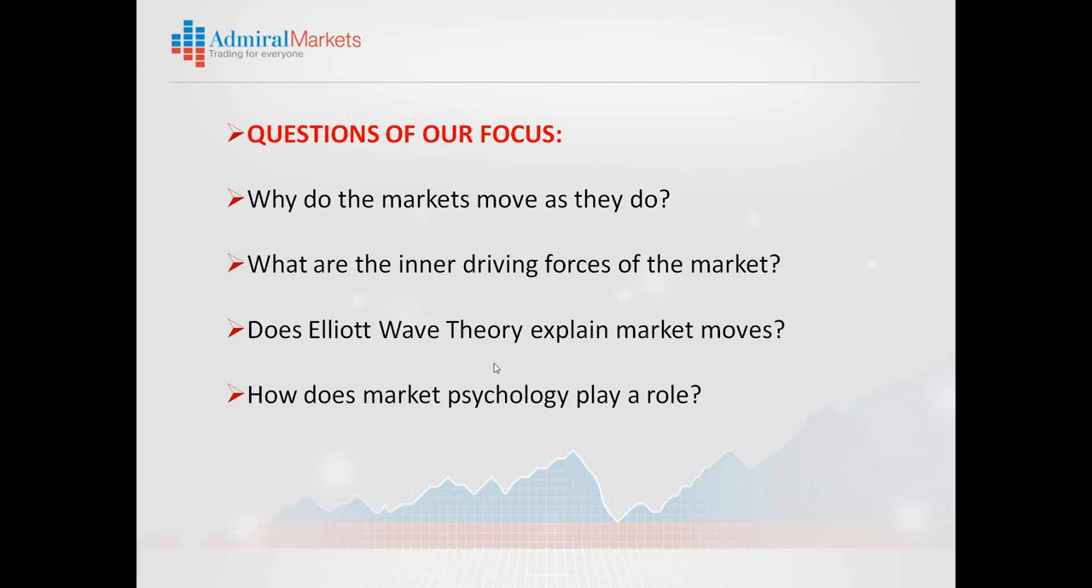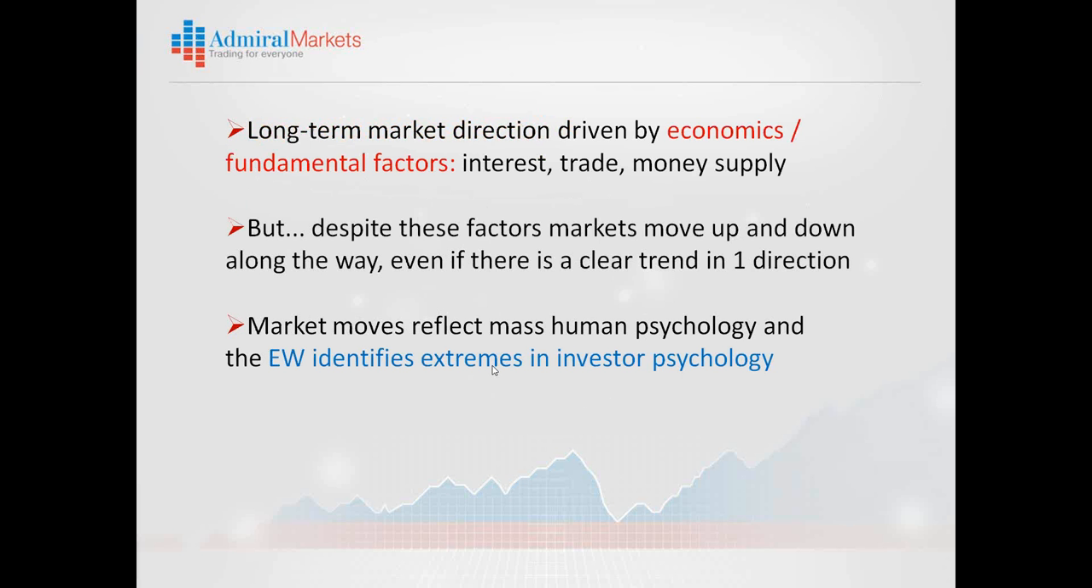All right. So basically, in my opinion, the long-term market direction is driven definitely by economics and fundamental factors. If you're looking at a weekly and monthly chart, you're talking about the money supply, the printing of money, quantitative easings, trade balances, interest rates, inflation rates, you name it. Yes. But these do not necessarily explain the movements up and down when a currency is going in a certain direction, even if there is a clear direction. For example, when the euro-dollar was moving to the upside from 2000 to 2008 in a five-wave pattern, you had ups and downs.